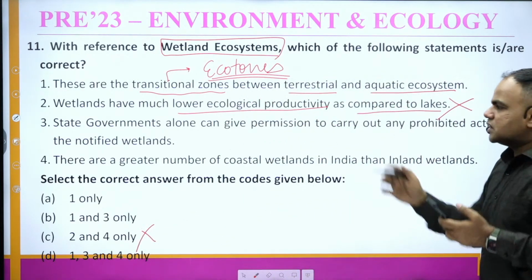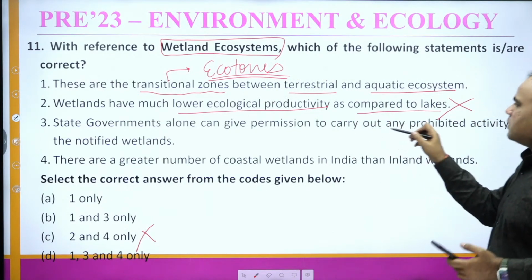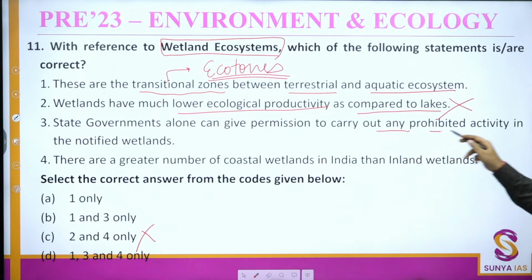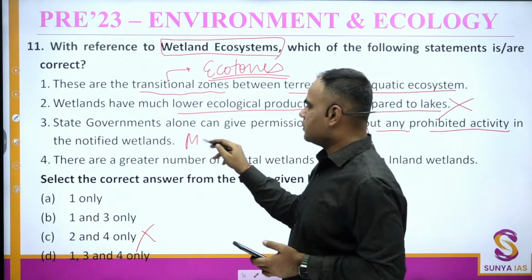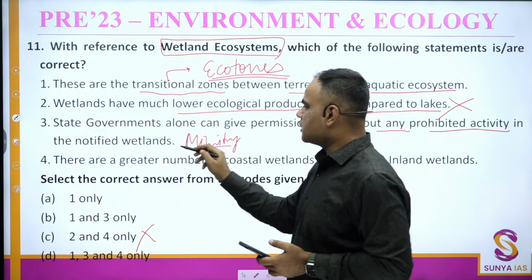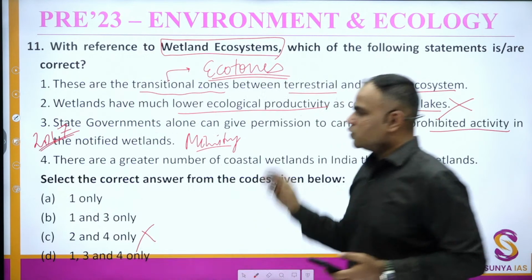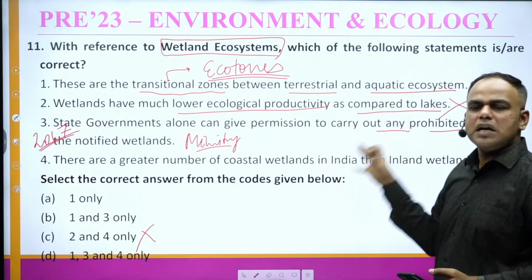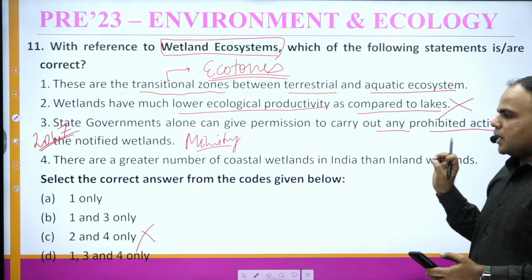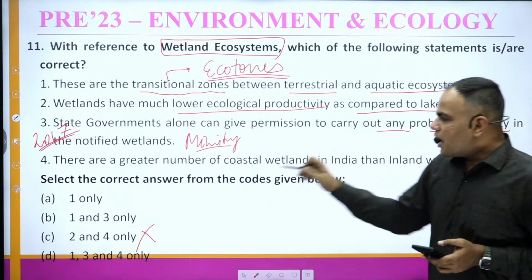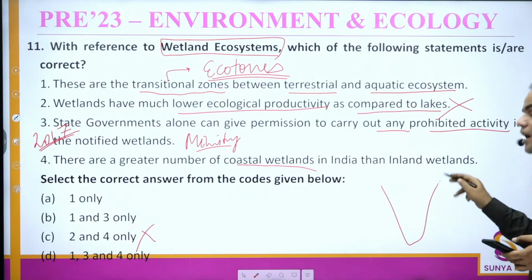Then, state governments alone can give permission to carry out any prohibited activity in the notified areas. Now this cannot happen alone. The permission for this can only be given by the Ministry of Environment. If you read the recent conservation rules of 2017, this was the basic amendment which was done. So state governments alone cannot make these unilateral changes. That is wrong.